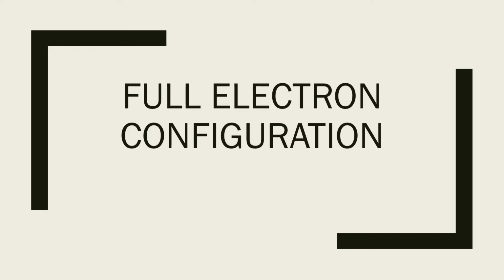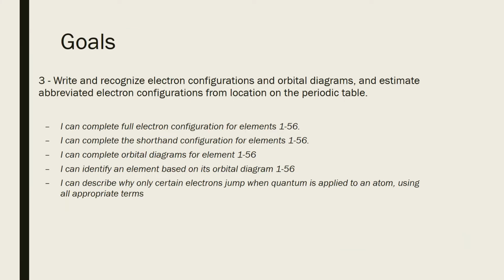All right, guys, here is the full electron configuration mix. This is all part of goal 3: I can recognize and write electron configuration. We're mainly focusing on this POGL, which is on complete full electron configuration, but you need to be able to do this before you can get onto the shorthand or identify stuff. So this is the first part.